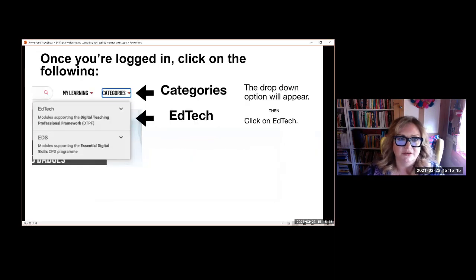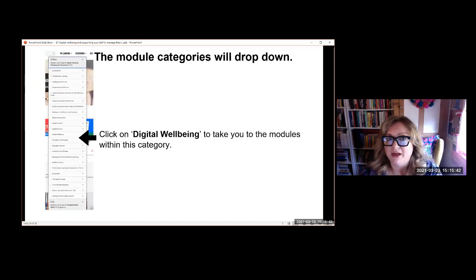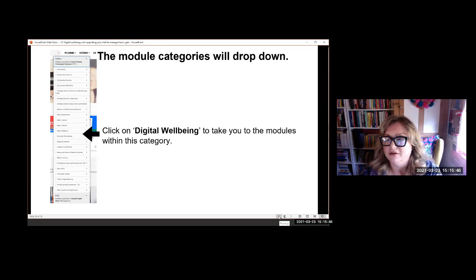So first of all, if you click on categories on the top of that website, these two will drop down, EdTech and EDS. If you click on EdTech, you should have a load of categories drop down. These are the module categories. Is everybody seeing that, or shall I go back a bit? Give me a thumbs up if you're all right.